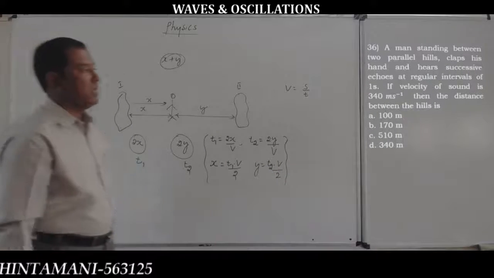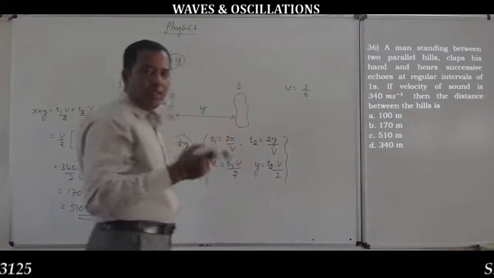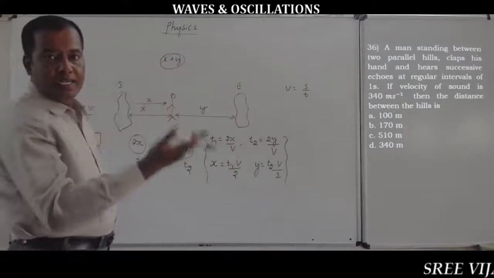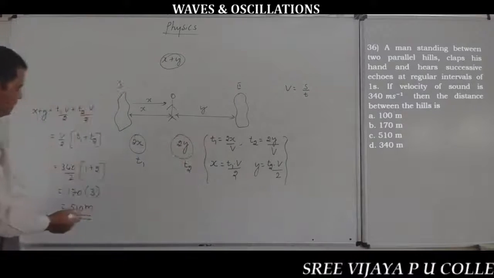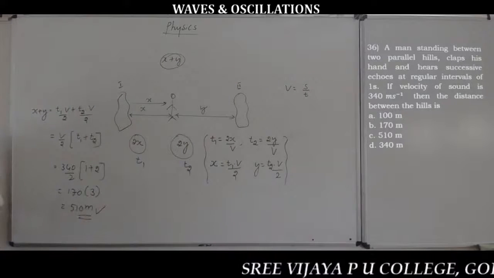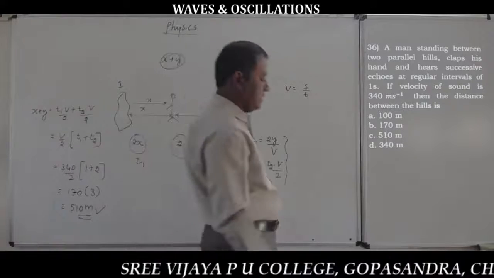He is perceiving the echoes at regular intervals of 1 second. First he perceives the echo at the first second. Next, at the next second, you should consider the total time for t2, that is 1 plus 1, which becomes 2 seconds. Therefore, the total distance between the two hills is 510 meters. Therefore, you get option C.